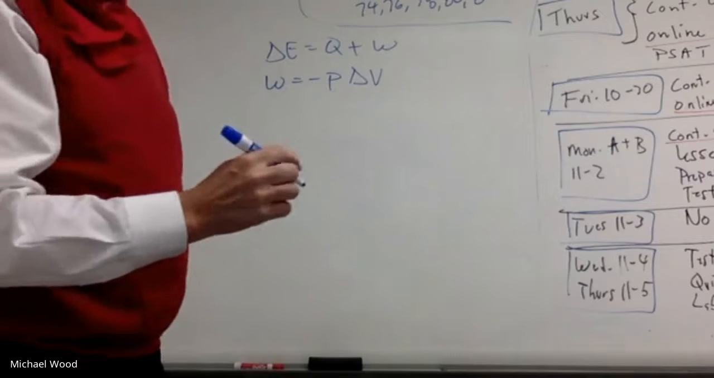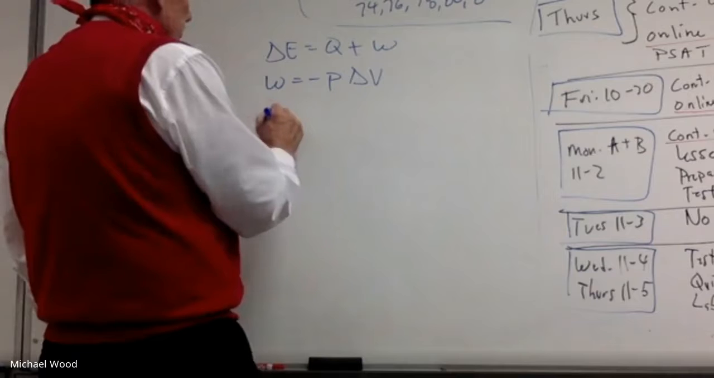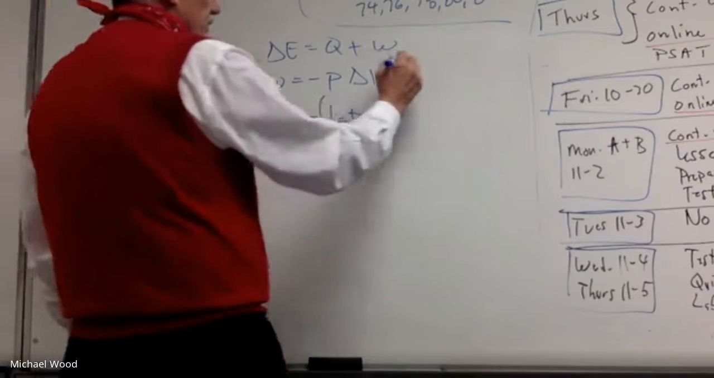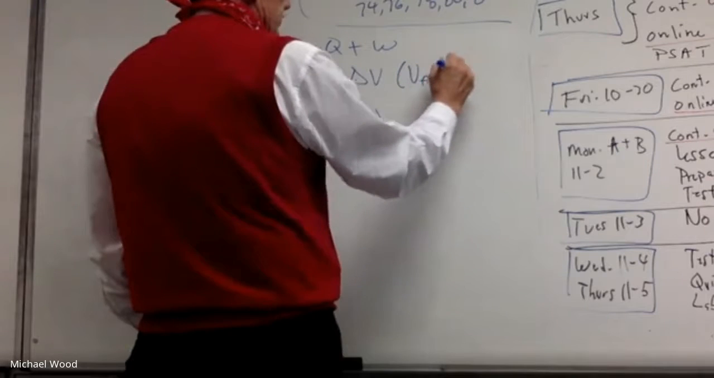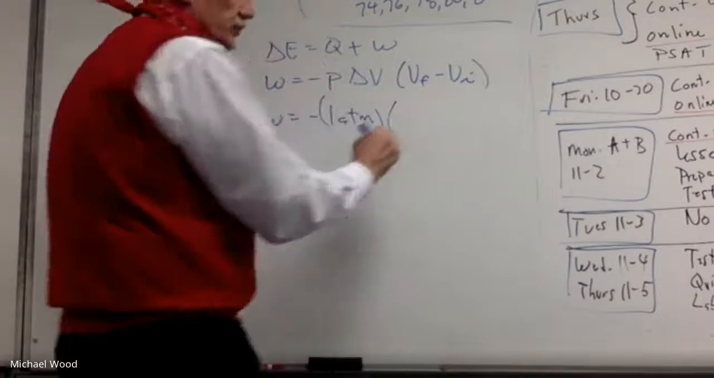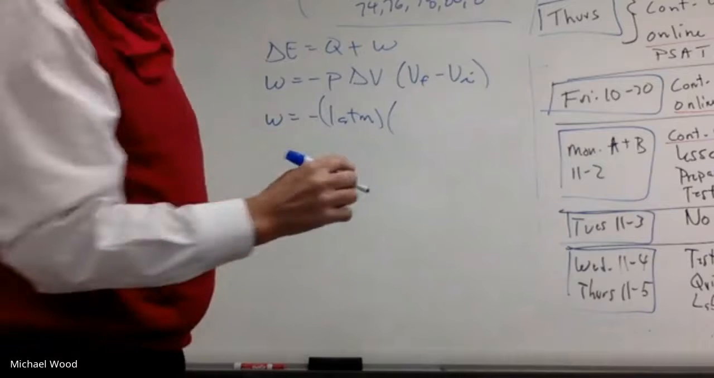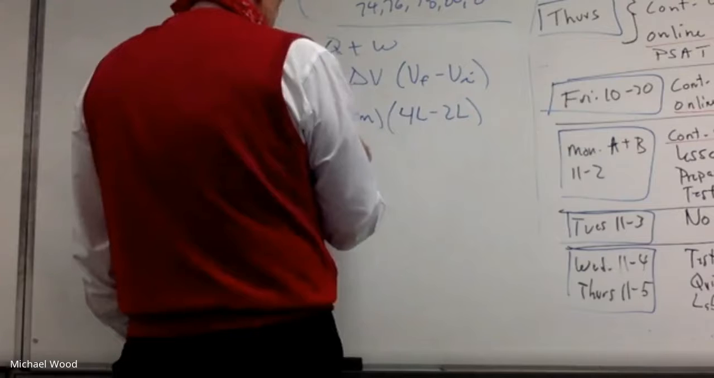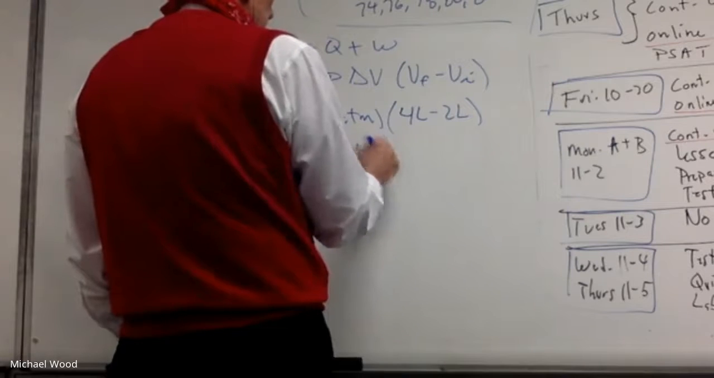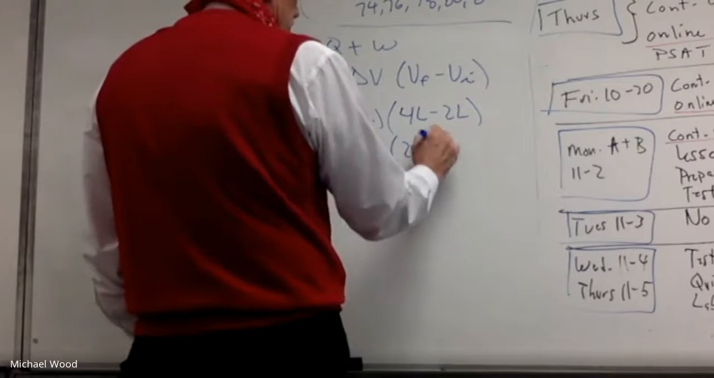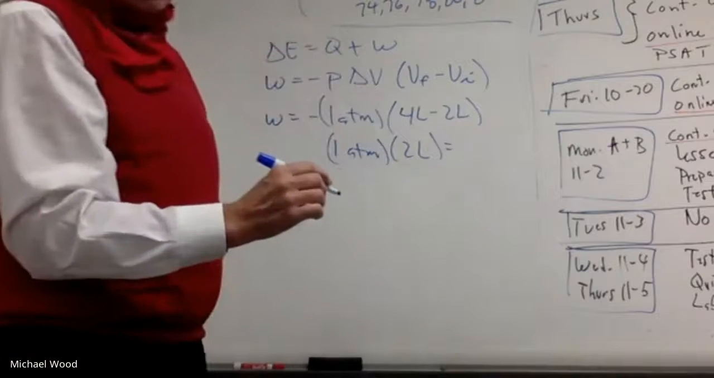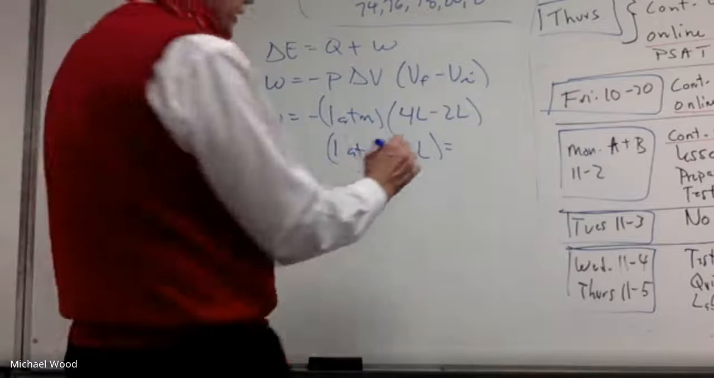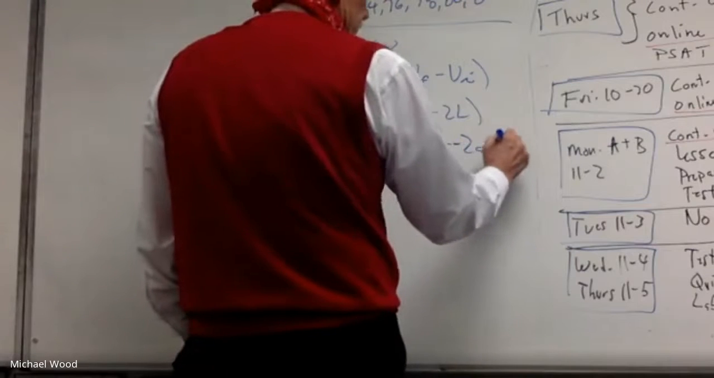So for work, the pressure is negative 1 atm. And again, it's V final minus V initial, so here it's going to be 4 minus 2. So what I get is 1 times 2, so I get negative 2 atmosphere liters.